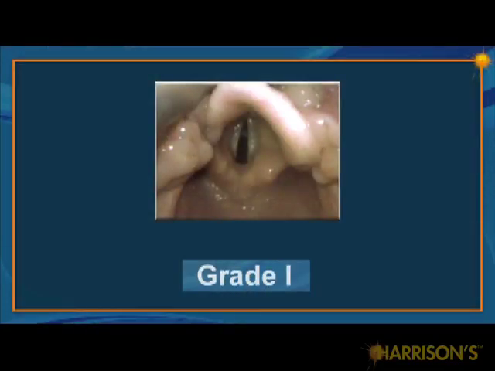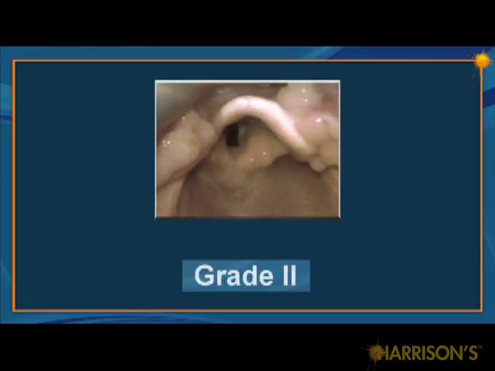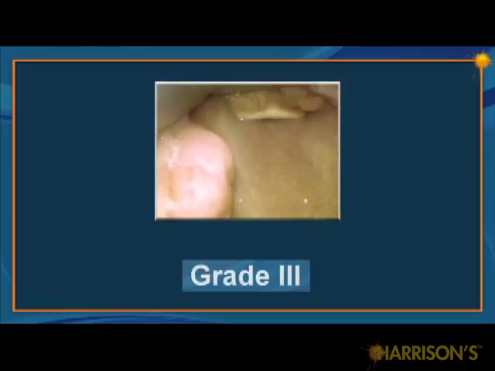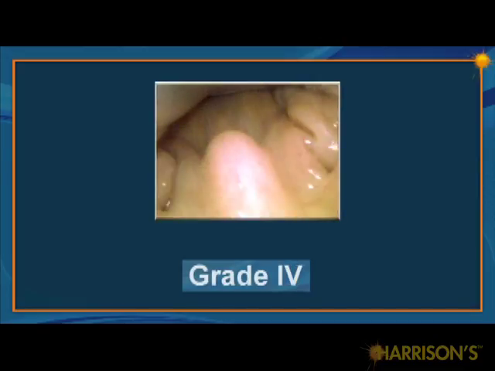Practitioners will obtain different views of the cords based on their skill level in laryngoscopy and the patient's own anatomy. A grade 1 view of the cords is when the practitioner can visualize the entire glottic opening, including all of the cords. A grade 2 view is visualization of the posterior aspect of the glottic opening, including the arytenoids. A grade 3 view is visualization of the tip of the epiglottis only. And a grade 4 view is visualization of only soft palate, signifying a potentially difficult intubation.